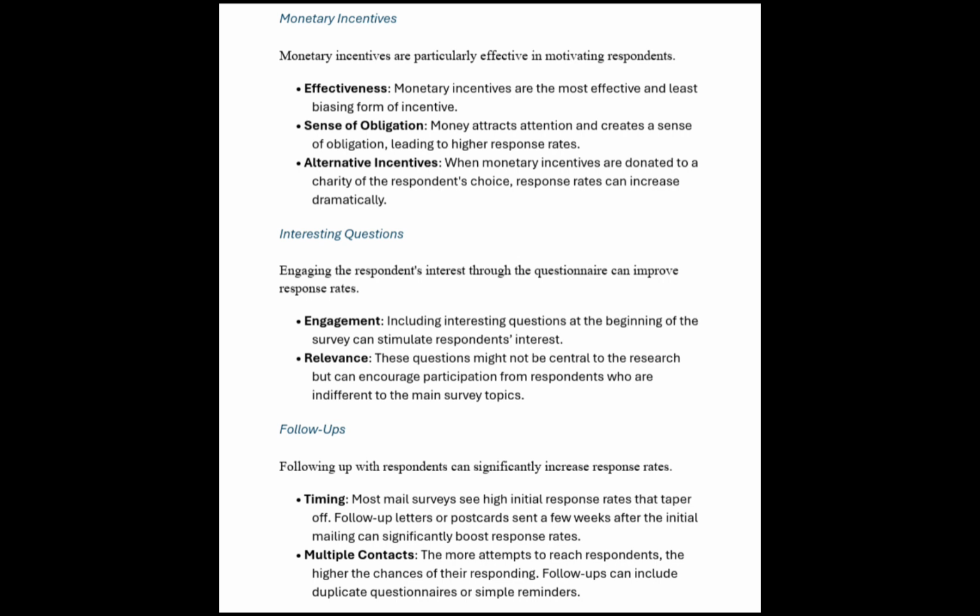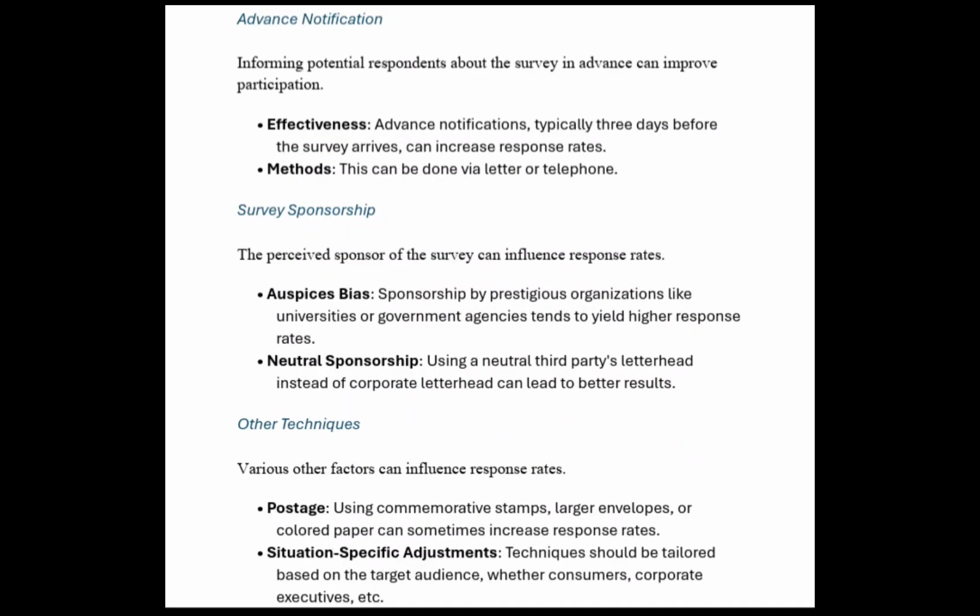Multiple contacts. The more attempts to reach respondents, the higher the chances of their responding. Follow-ups can include duplicate questionnaires or simple reminders. Advance notification. Informing potential respondents about the survey in advance can improve participation. Effectiveness. Advance notifications, typically 3 days before the survey arrives, can increase response rates. Methods. This can be done via letter or telephone.